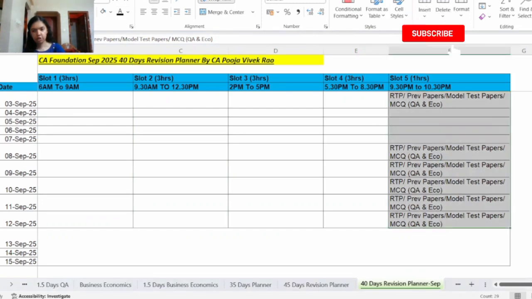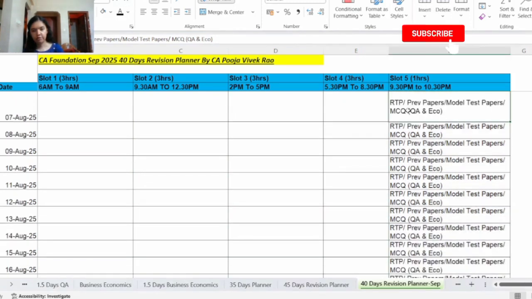So this fifth study slot, we have kept to revise the RTP, the previous year papers, and also there are model test papers. This is all available in the BOS knowledge portal itself, and also to practice different types of MCQ. That is for quantitative aptitude and economics. So when you are studying these two subjects, you should practice MCQ from different sources.